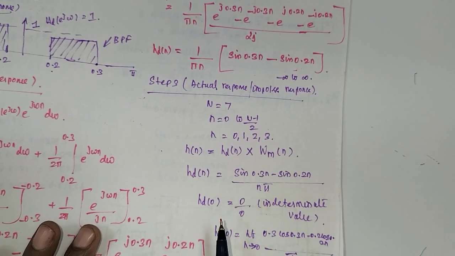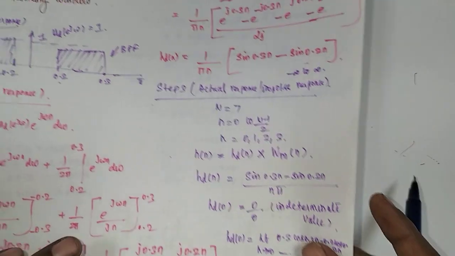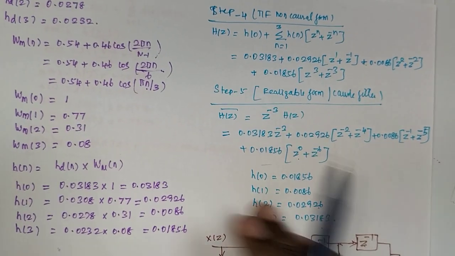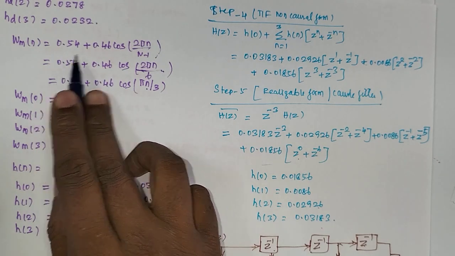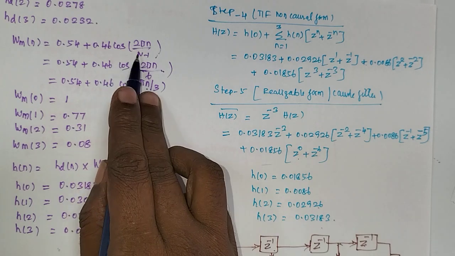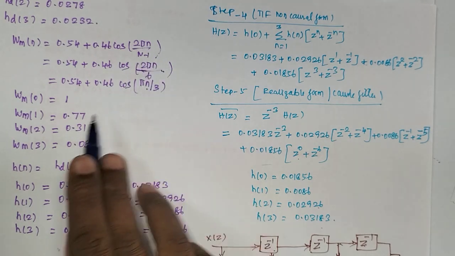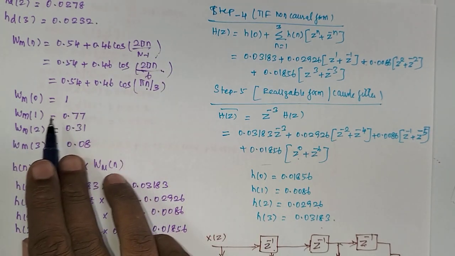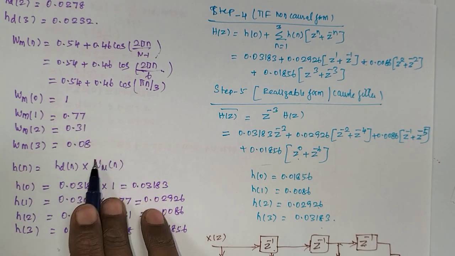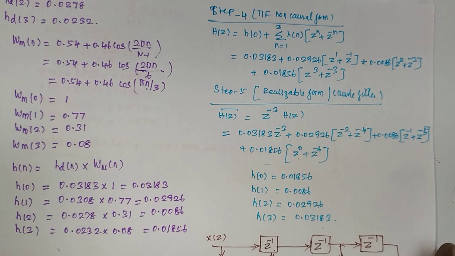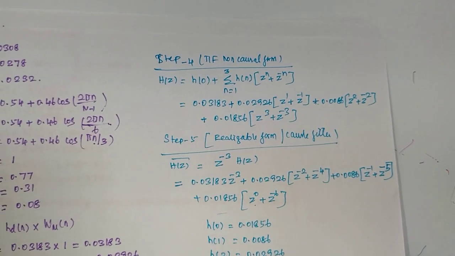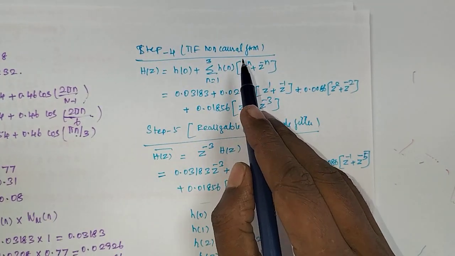Next, for different n values, you have to find the desired response. After finding the desired response, you have to find the window function. Here for the Hamming window, the window function is 0.54 plus 0.46 into cos 2 pi n divided by N minus 1. From this, for different n values, find the window functions, that is 1, 0.7, 0.31 and 0.08. Take the product with the window function. Then find the transfer function, which is in the non-causal form.